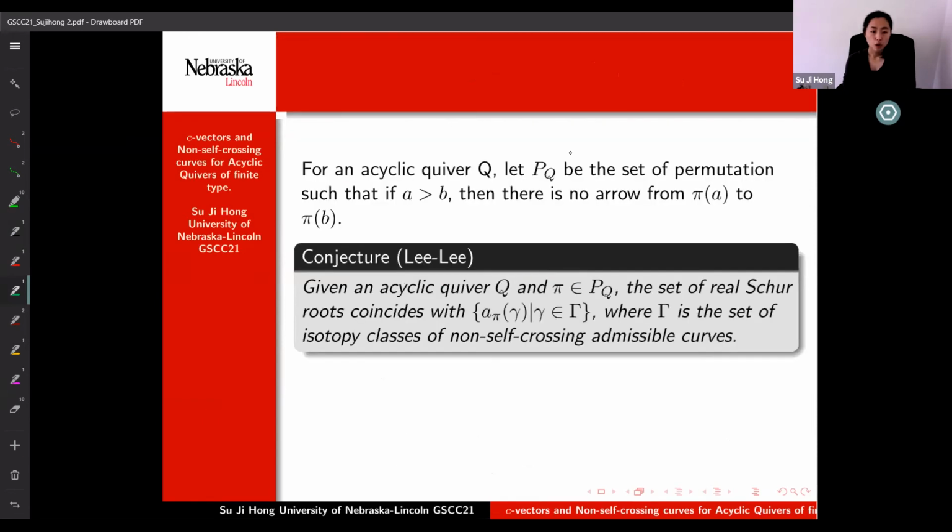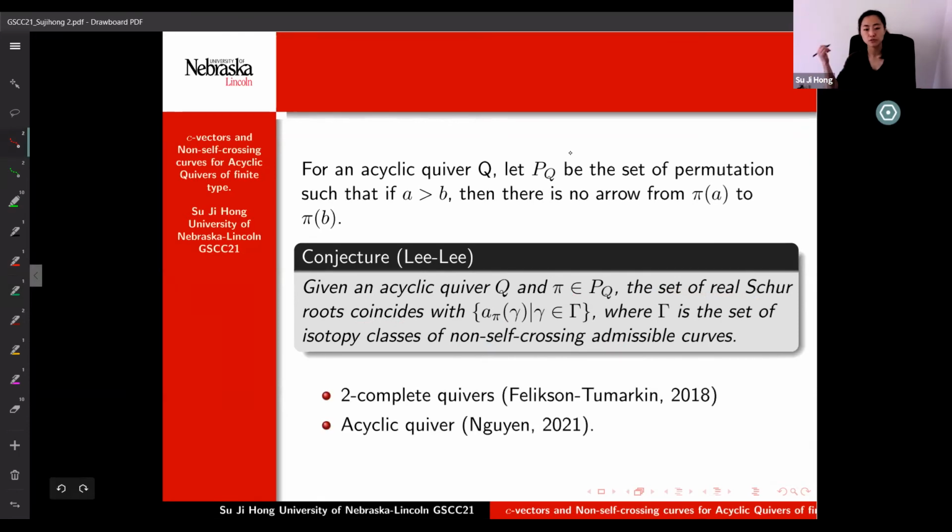Okay, so Gyeongyung and Gyuan Lee came up with this conjecture that when we look at this set of non-self-crossing curves, and then look at the associated roots, then that set is going to coincide with the set of real Schur roots. So in here, instead of checking whether it's going to be a c-vector of something, or whether it's going to be the dimension vector of some module, we can just draw the corresponding curve and then see if it's intersecting itself or not.